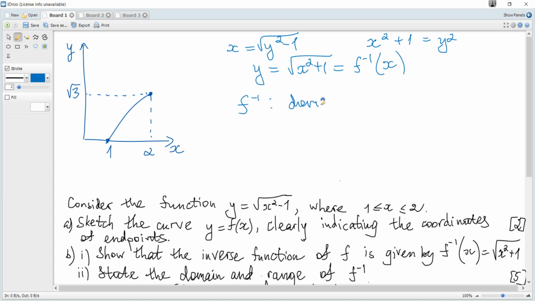Domain and range. Domain for the inverse is the same as range for the usual function, and we can see that y values for the original function are between 0 and root 3, hence it becomes the domain for the inverse, so x is greater or equal to 0 and less or equal to root 3. And range, y for the inverse is the same as x for the usual function, hence range for the inverse is y greater or equal to 1 and less or equal to 2.